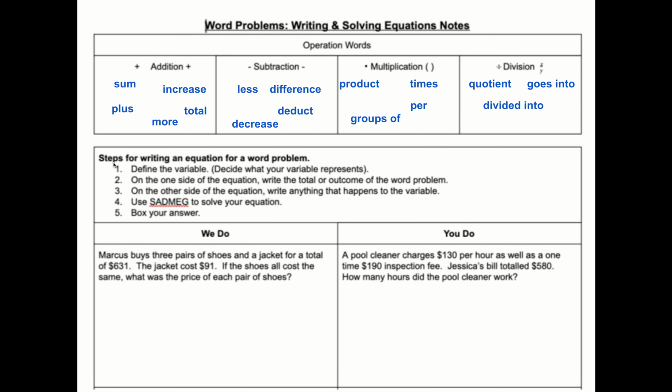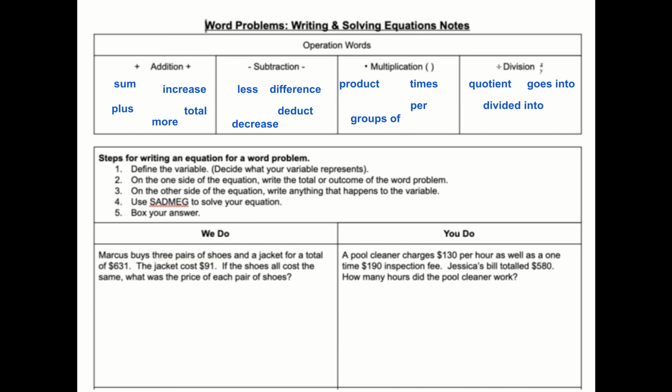Next are steps for writing an equation for a word problem. We're going to walk through these steps while we do the first problem. So, of course, first we need to read the problem. Marcus buys 3 pairs of shoes and a jacket for a total of $631. The jacket costs $91. If the shoes all cost the same, what was the price of each pair of shoes? Well, step 1 says first define the variable. Decide what your variable represents.